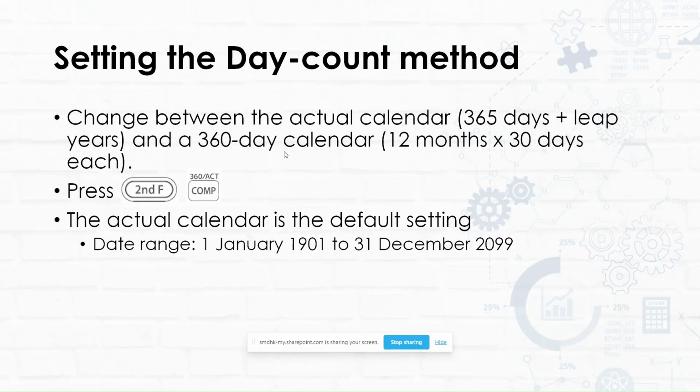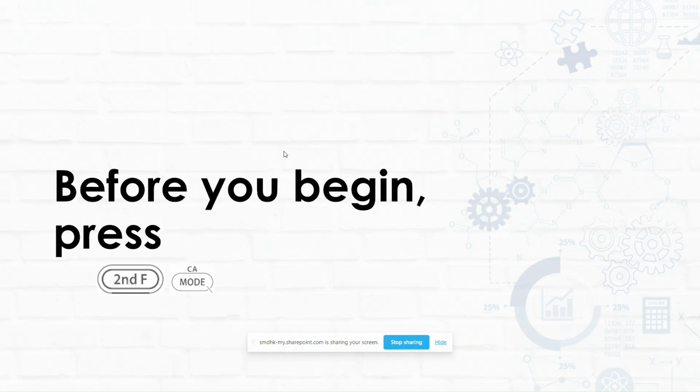Right, once we've set up our date setting, we can set the day count method. What that means is changing between the actual calendar, which is 365 days and then leap years, or a 360-day calendar, which essentially is just 12 months times 30 days each. To change that, we just press second function comp, and you'll see above it, it says 360 actual. By default, it's set to the actual calendar, and your date range is the 1st of January 1901 to the 31st of December 2099. As always, before you begin, remember to press second function and mode to clear everything that is on your calculator.